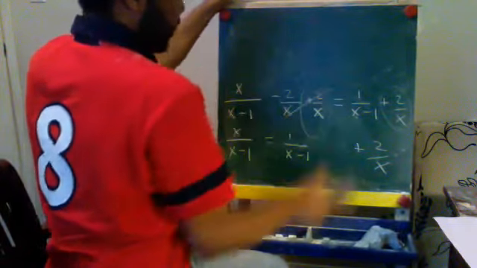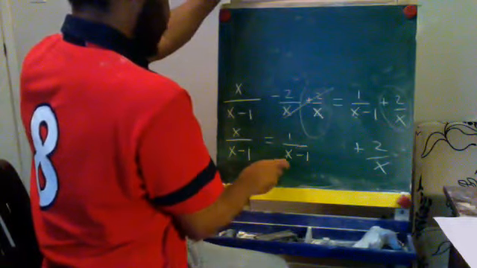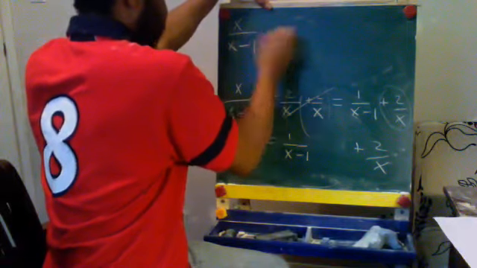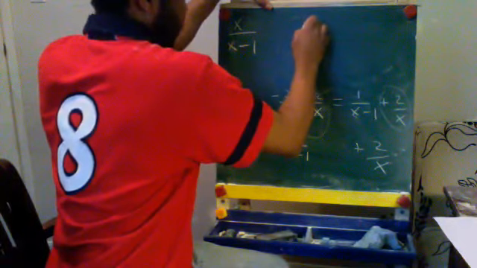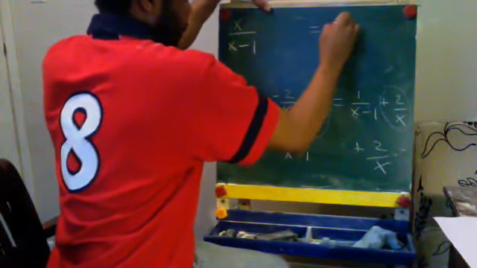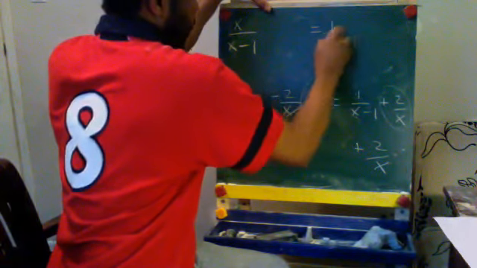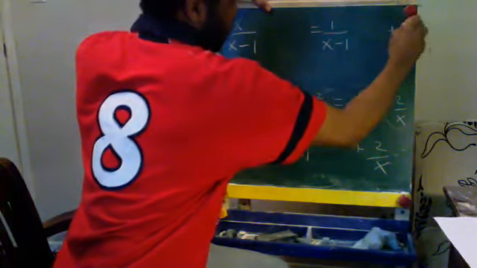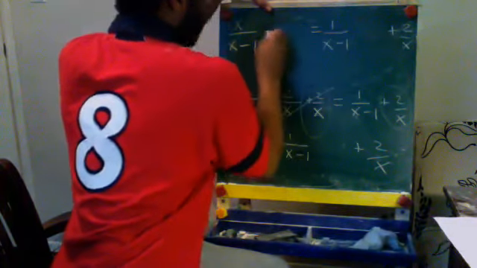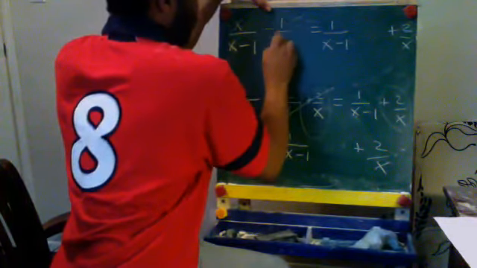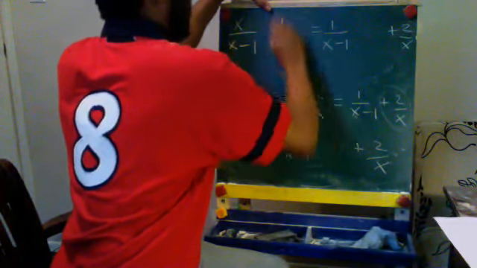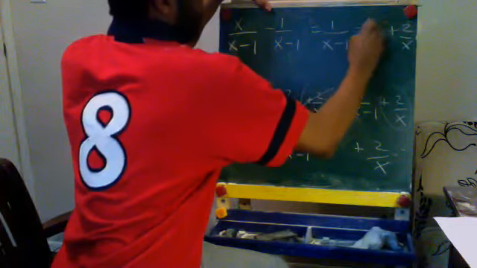And then I'm going to go to the official algebra way. So this is what I have here: x over x minus 1 is equal to 1 over x minus 1 plus 2 over x. So now I'm going to subtract 1 over x minus 1 from both sides. I'm subtracting this from this side, and I'm also subtracting this from the right side.